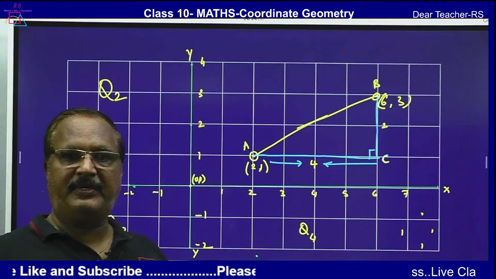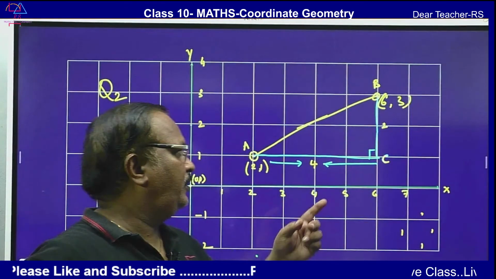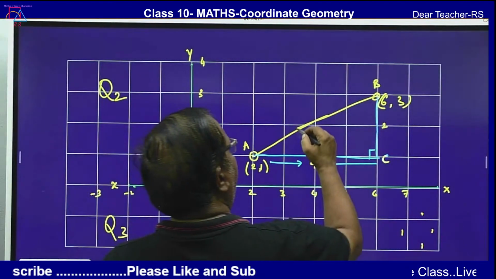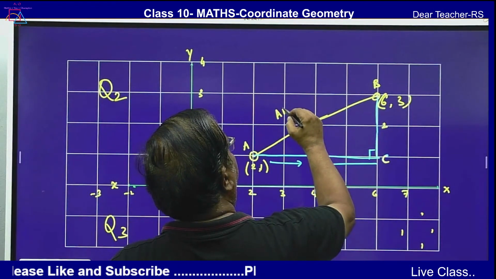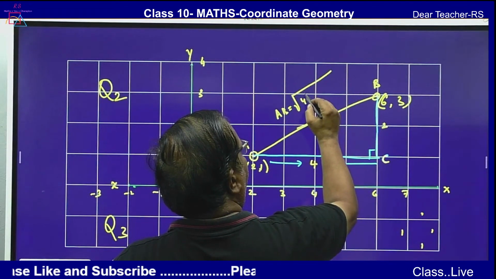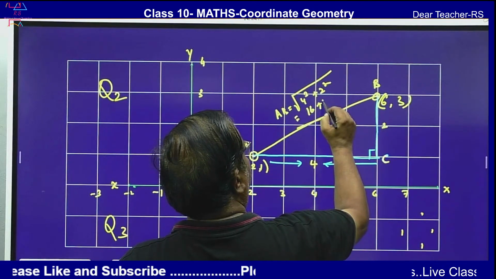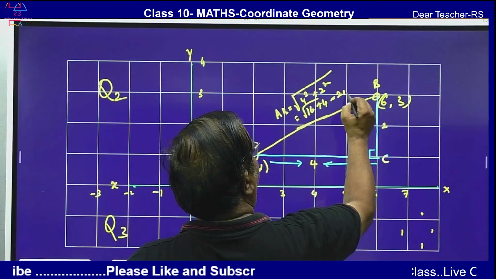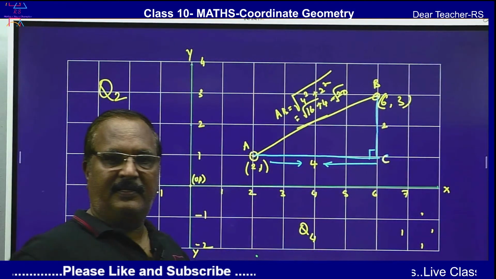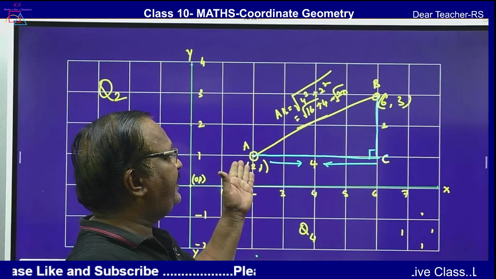That means we know two sides, so we can find the hypotenuse. How are you going to find the hypotenuse? AB is equal to square root of 4 square plus 2 square, which is equal to square root of 16 plus 4, which is equal to square root of 20. So AB is square root of 20 units. This is how you have to find the distance between A and B.